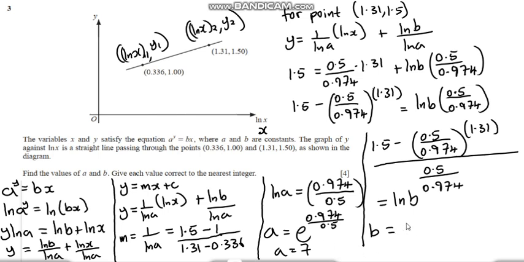After you've done that, you are going to see that b is equal to 5.01 approximately. But seeing that we are asked to give our answer to the nearest integer, our b will be approximately equal to 5. So that is the answer. 5 is our answer today.